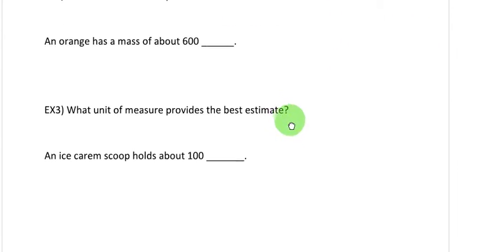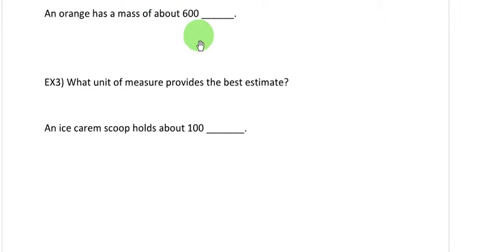Okay. An orange has a mass of about 600, we'd say probably about the mass of a paper clip, or 600 paper clips. So a paper clip is about 1 gram. Therefore, if we had 600 paper clips, then you would probably have the same mass of an orange, which would be about 600 grams.